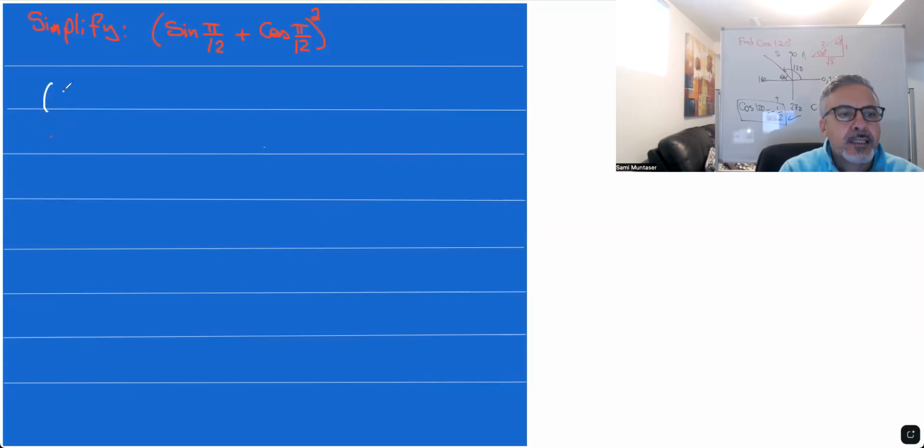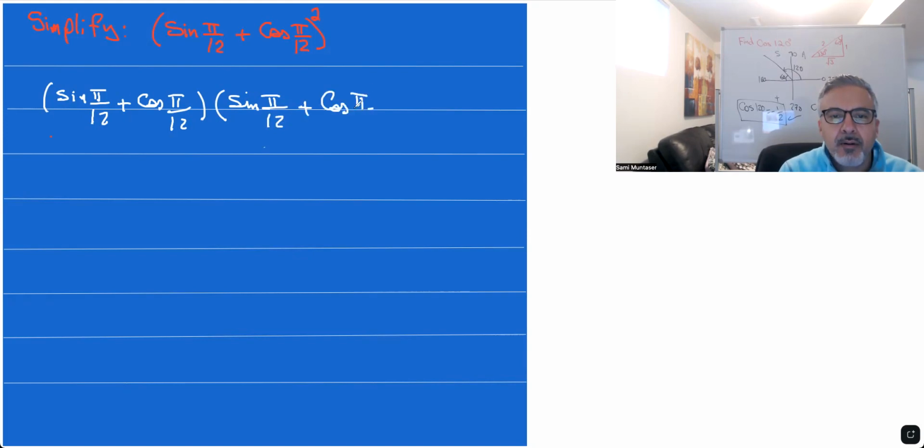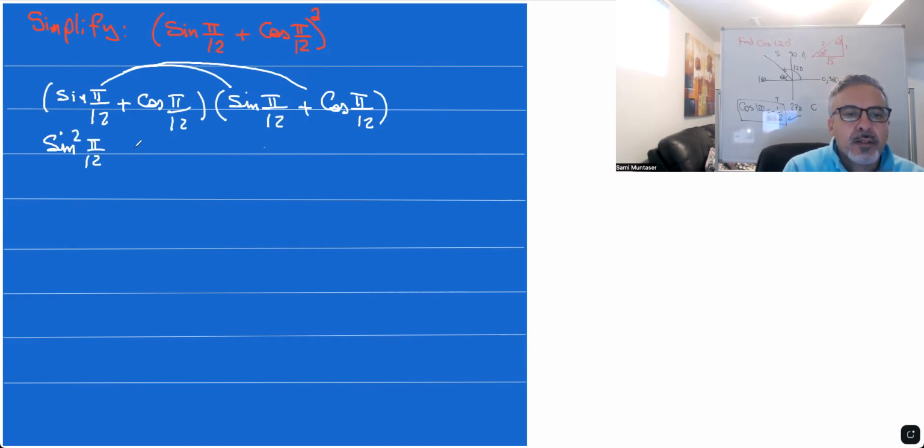So this is sine pi over 12 plus cosine pi over 12 times sine pi over 12 plus cosine pi over 12. We're going to FOIL. So this first into first, first into second. So we're going to get sine squared pi over 12. And then plus sine pi over 12 cos pi over 12.